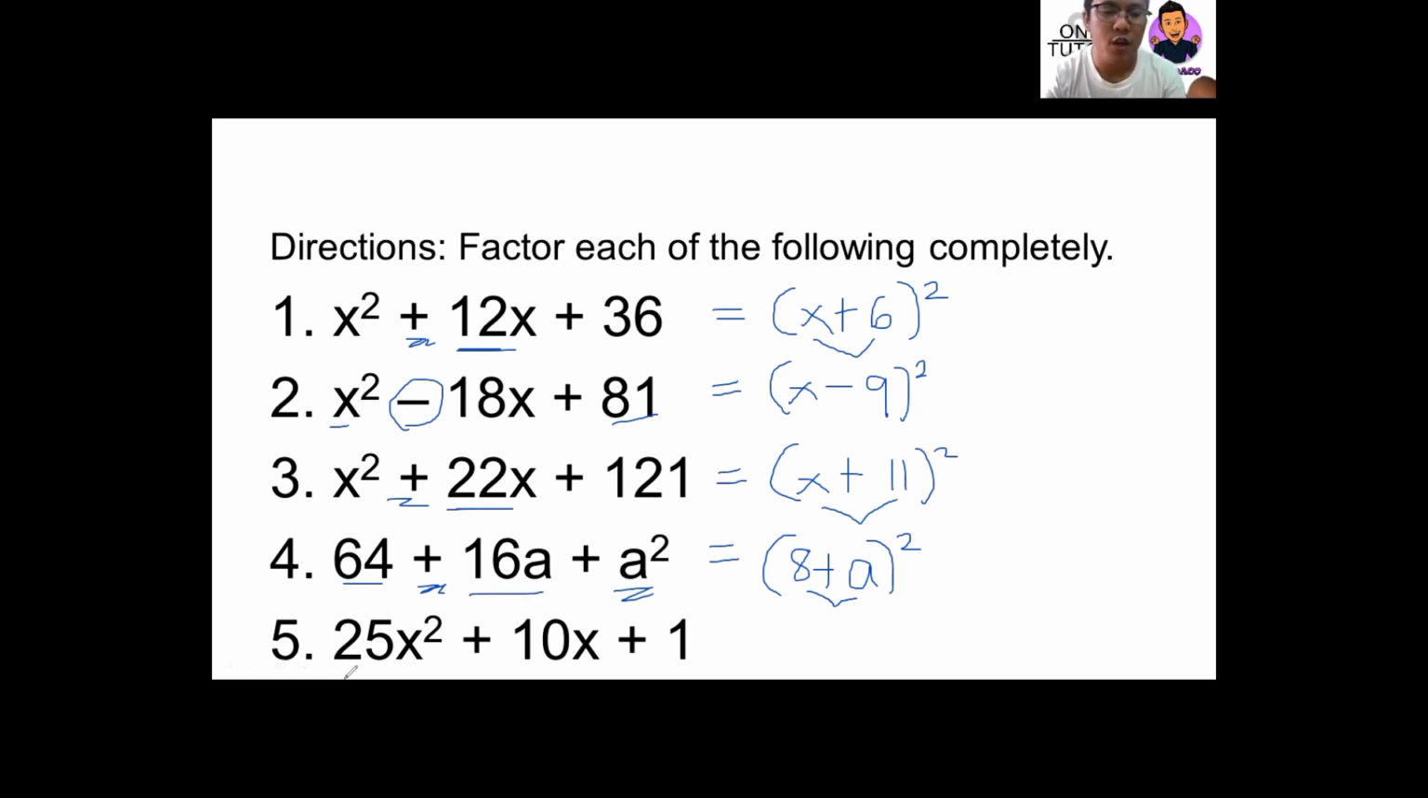Last, for number 5. The square root of 25x squared, that is 5x. The square root of 1 is 1. Then the sign should be positive. So, 5x plus 1 squared. So the middle term should be twice the product. And that is 5x times 1, that is 5x times 2, that is 10x. So this is correct. Okay?